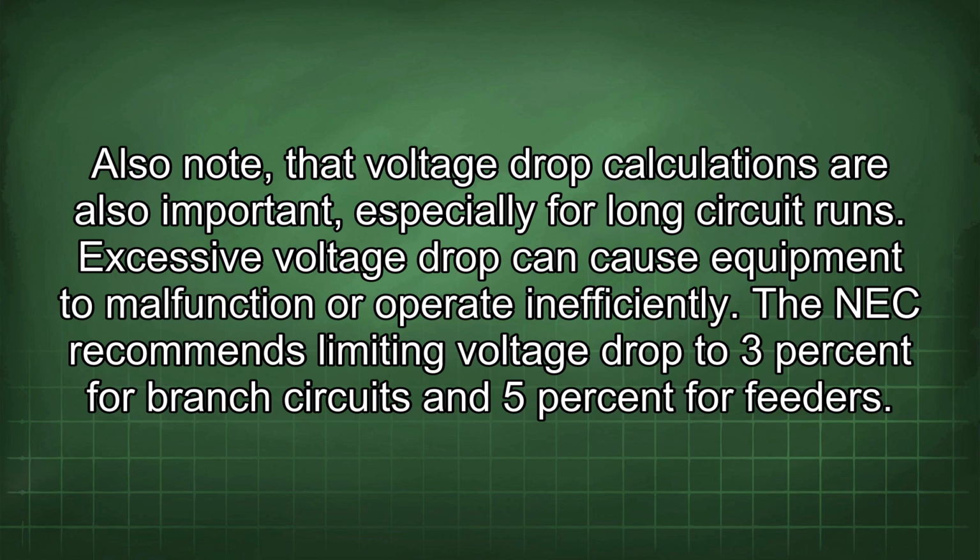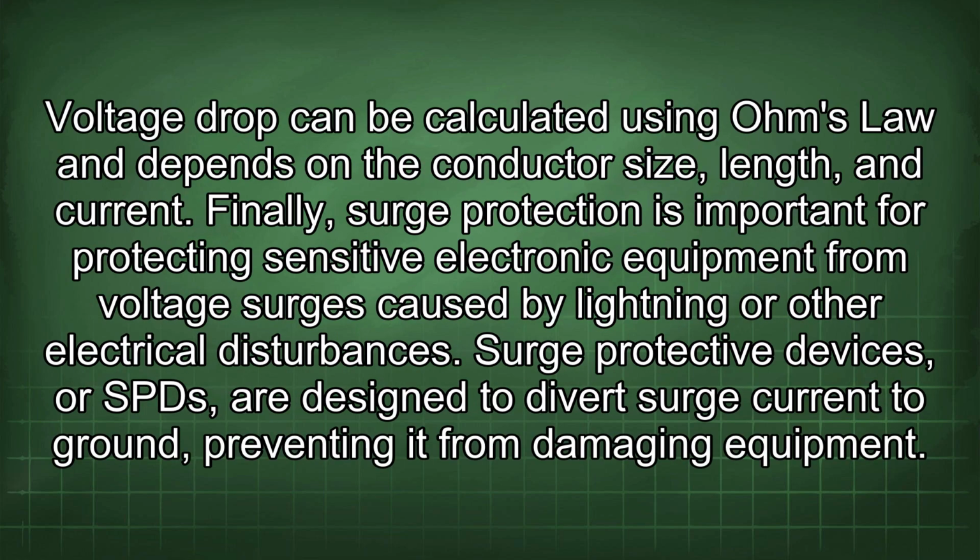Also note that voltage drop calculations are important, especially for long circuit runs. Excessive voltage drop can cause equipment to malfunction or operate inefficiently. The NEC recommends limiting voltage drop to 3% for branch circuits and 5% for feeders. Voltage drop can be calculated using Ohm's law and depends on the conductor size, length, and current.